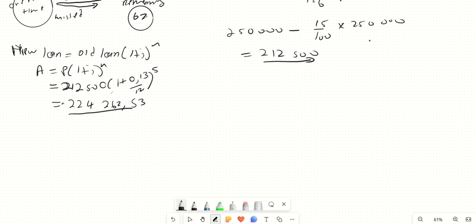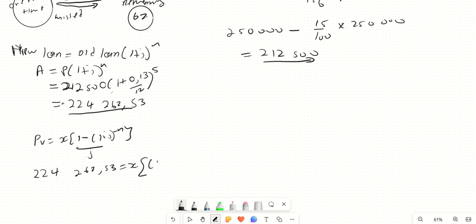So let's check now. We can say this is the present value: x into 1 minus 1 plus i to the negative n, over i. We want to know the installment. Now what was the loan? This is the loan here, equals x, which is the installment, times 1 minus 1 plus the interest 0.13 over 12 to the negative what? 67, because those are the remaining installments.